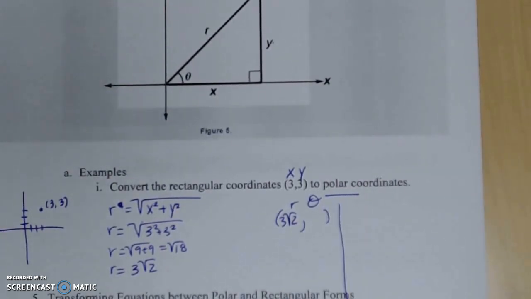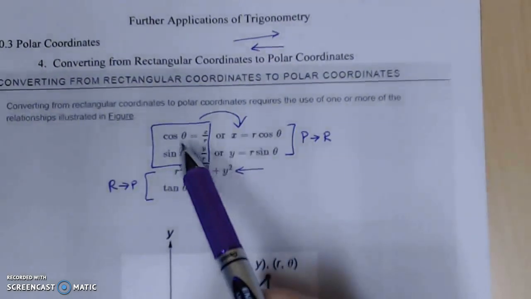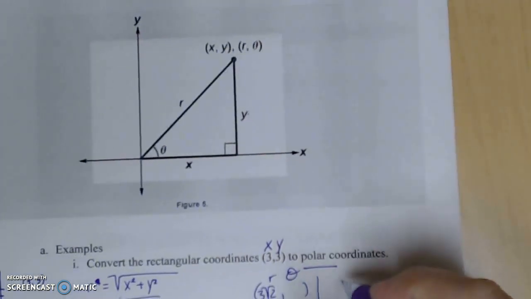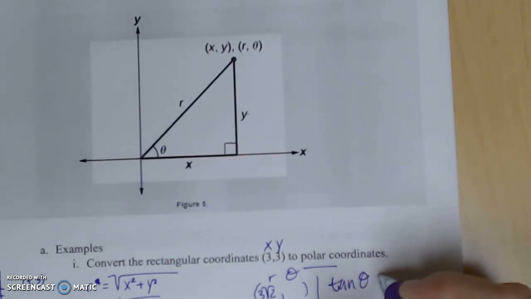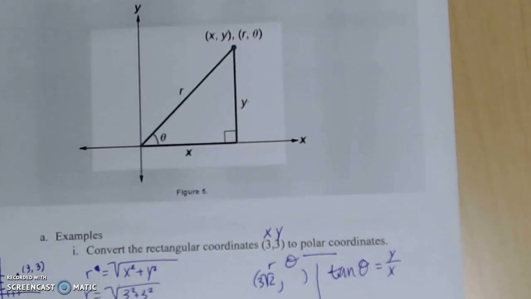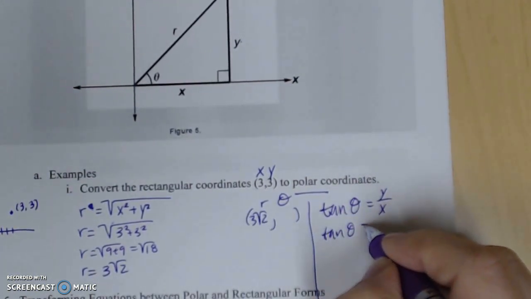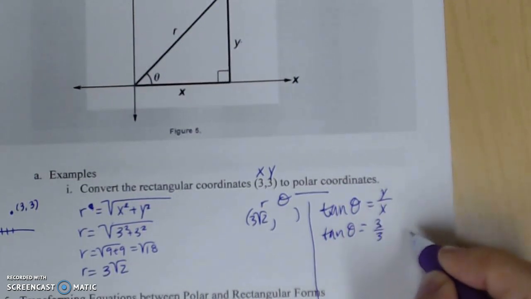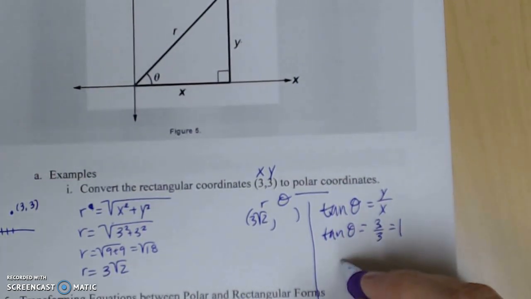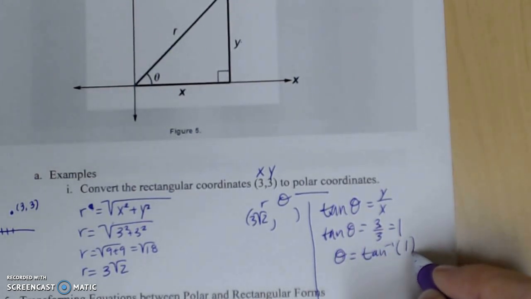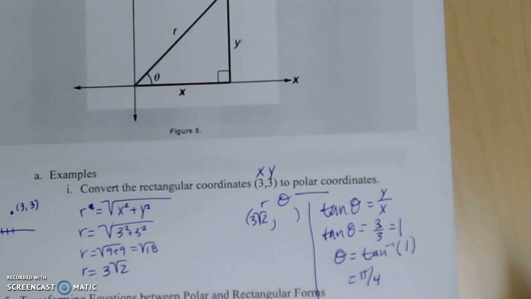But the other part that we need to consider is figuring out the angle. So what we're going to do is, instead of using a cosine or sine relating x's and r's, I'm going to use tangent because I know for sure what my x and y are. And so I'm going to say tangent of theta is equal to y over x. Well, we know y and x from the given, so tangent of theta is equal to 3 over 3, or just 1. So theta would be equal to arc tangent of 1, and that gives me pi over 4.